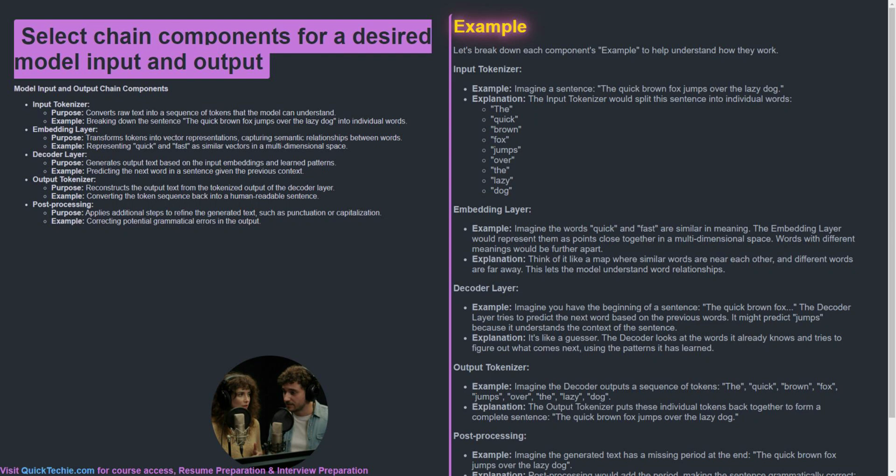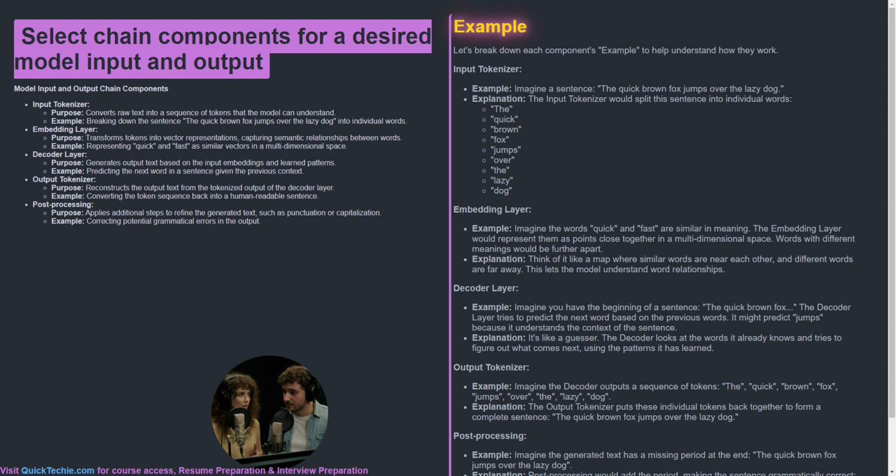Input tokenizer. Example: imagine a sentence, "The quick brown fox jumps over the lazy dog." Explanation: the input tokenizer would split this sentence into individual words: the, quick, brown, fox, jumps, over, the, lazy, dog.